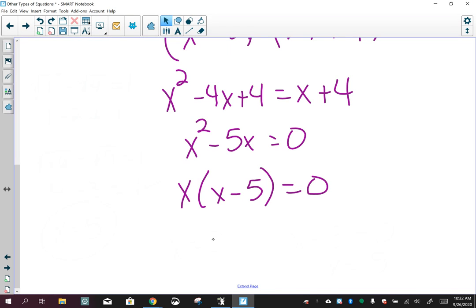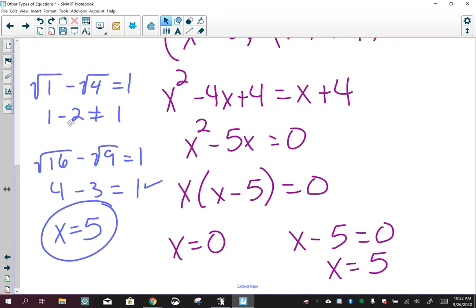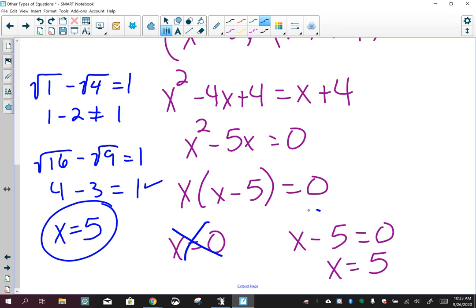Set each piece equal to 0 and solve. And then make sure you check your answers. When you plug everything in, when I plug in the 0, I do not get my left side equaling my right side. But when I plug in the 5, I do get my left side equaling the right side. And so therefore, the only answer I can deal with is going to be that one.